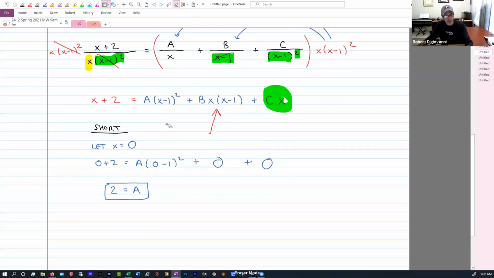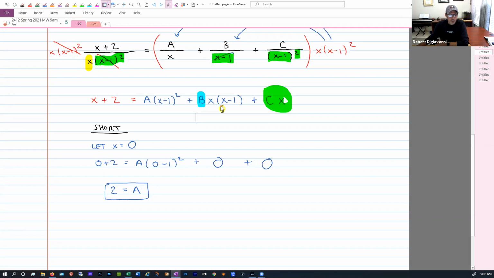Okay, so if we try to figure out what B is, if we're going to focus our attention on B, then we have to be able to kill off the A and the C at the same time. But we saw that there's no way we could do that. If we let x be 0, it would kill this off, right? But then it also kills off the B that we're looking for. Does everyone understand that? Yes?